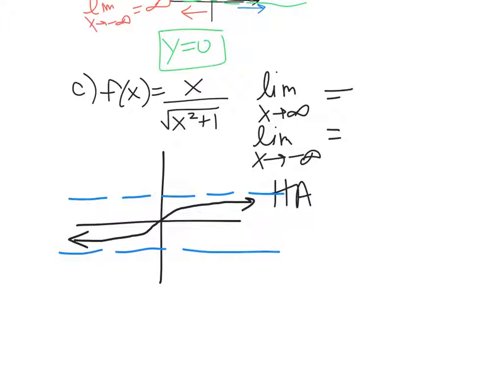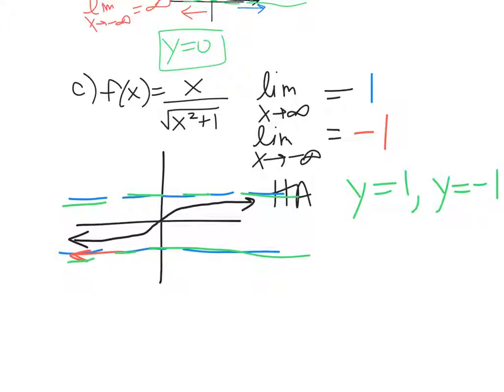And so my answer as it goes out to infinity is what? We said 1. What about as x goes towards negative infinity? -1. And then my horizontal asymptotes, plural, y equals 1 and y equals -1. This has two horizontal asymptotes. I drew them in green. Well, I drew them in blue, but now I drew them in green.